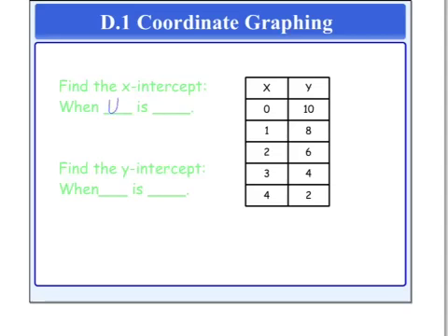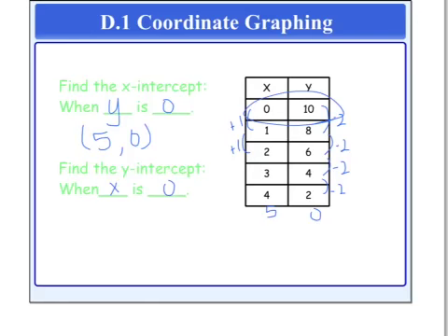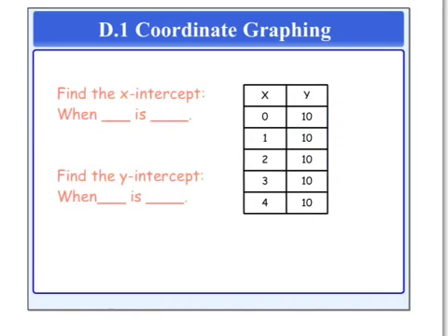The x-intercept is when y is 0. The y-intercept is when x is 0. When y is 0, that's not on here, but you'll notice we're going down by 2 each time. So the 0 would come here. Here we're going up by 1. So it would be 5, 0. Here, x is 0, it would be 0, 10. Some of them are easy to see, and some of them you have to look for a pattern.